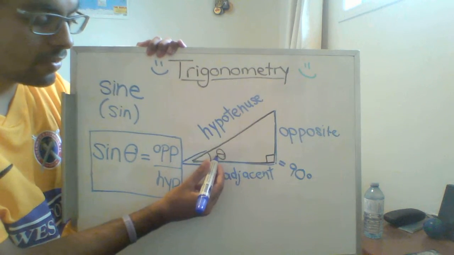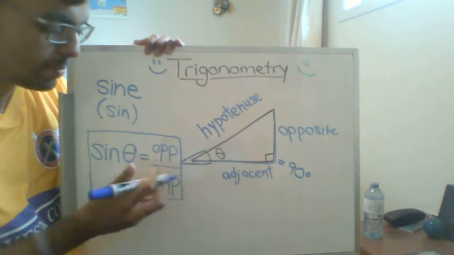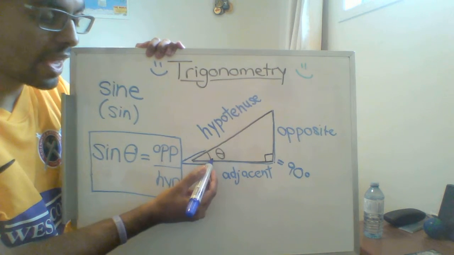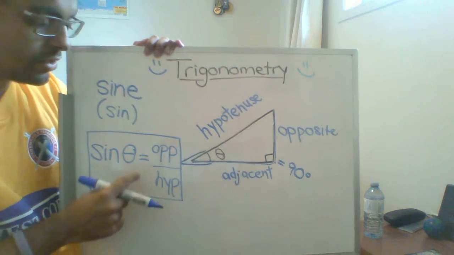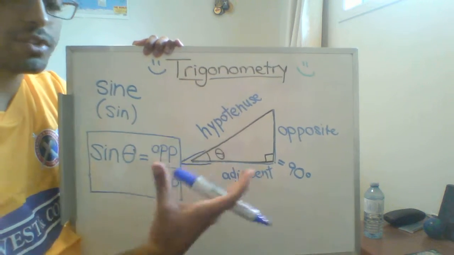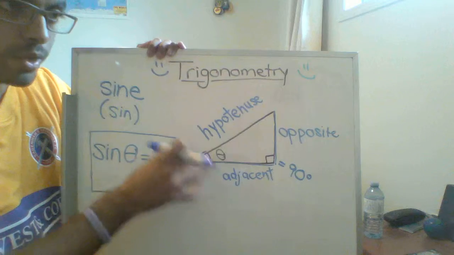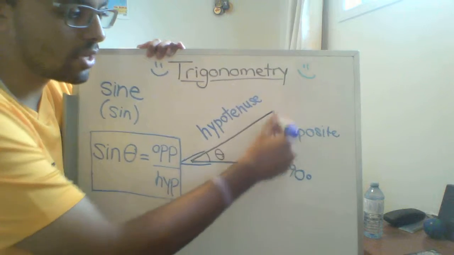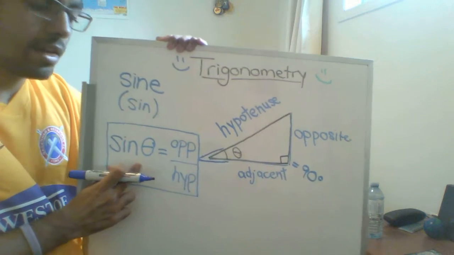Okay? So this angle theta, the measurement of the angle will always be the same if this ratio is the same. So if we know the angle is 30 degrees, we can actually figure out this ratio of these two things. Mathematicians have gone and figured out that sine of 30 equals something, and so we can use that answer: if we figure out the length of the opposite side and the length of the hypotenuse, then we can figure out sine of theta.